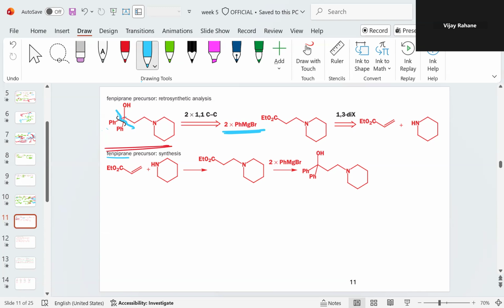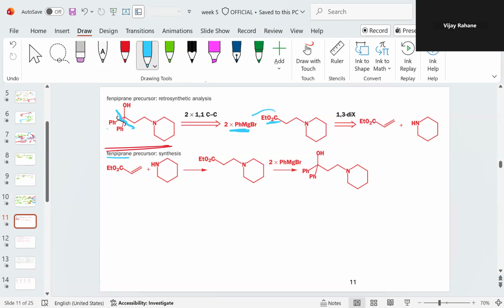Since we have to substitute two sites, that is definitely not an aldehyde and not a ketone. It is an ester, because a ketone or aldehyde can only give one nucleophile addition from the carbon center. But from the ester we can add two nucleophiles. In this case, this is the Grignard addition reaction.